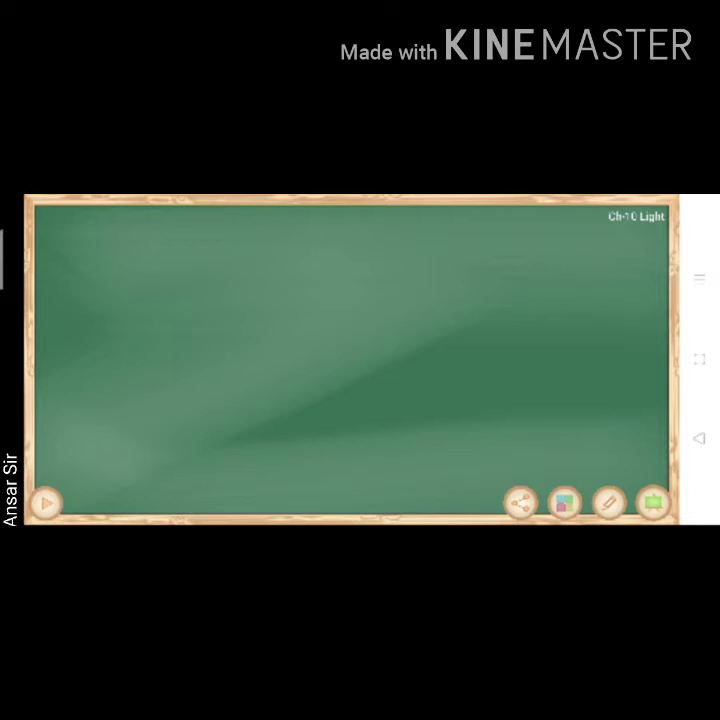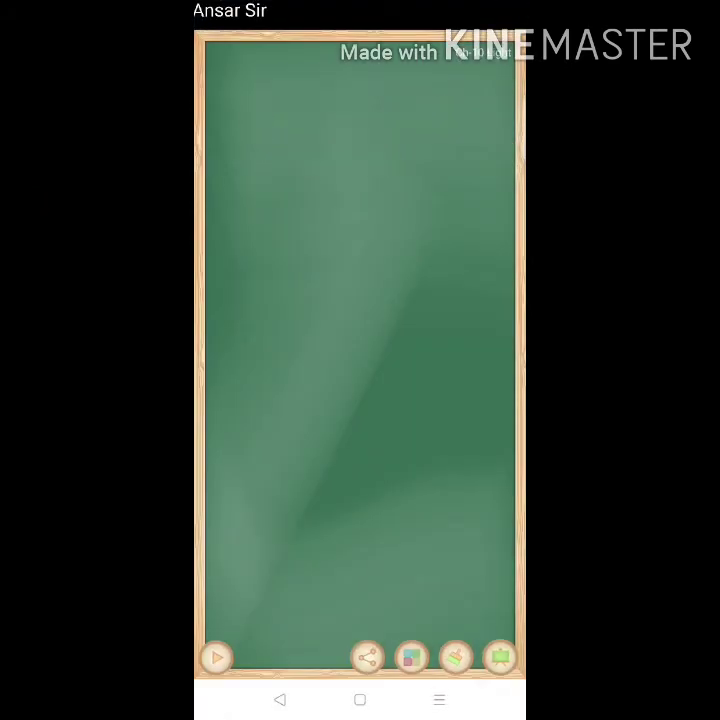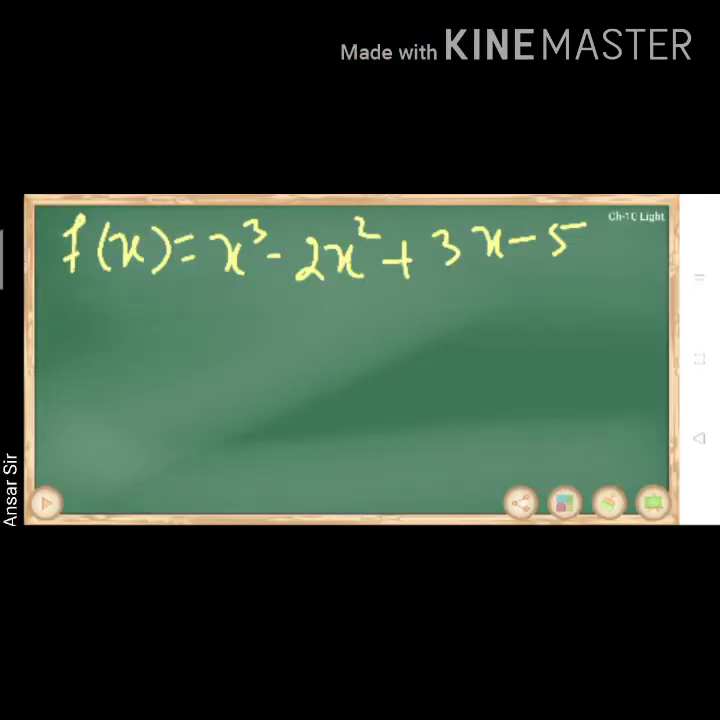That means if a polynomial in x is given, you have to make that polynomial equal to 0 and solve for x. This value of x gives the zeros of the polynomial. Now let us see some examples. Let's take an example to understand how to find the value of f of x.